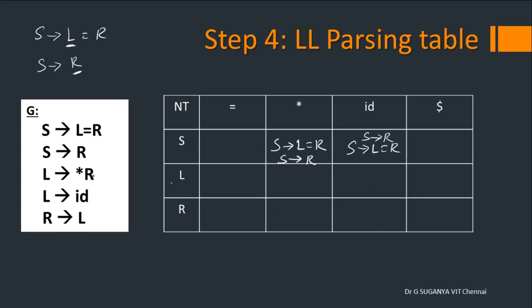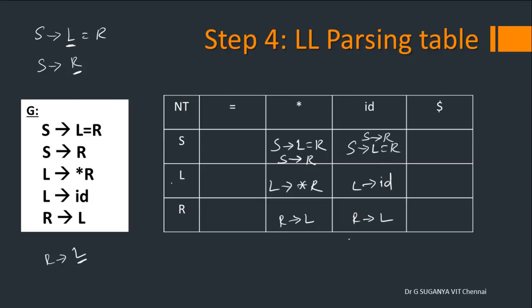Then coming to L comma star, since it starts with the terminal symbol, it will be like this. Then L gives ID, it will be like this. Then R gives L. L is a non-terminal, so first of L you have to use. So R comma star, it will be R gives L. R comma ID, it will be R gives L.